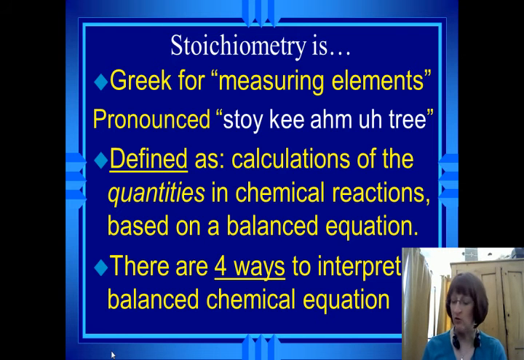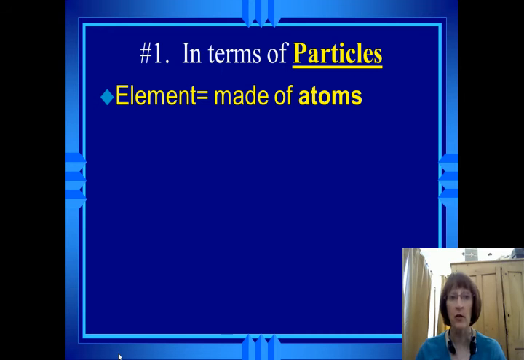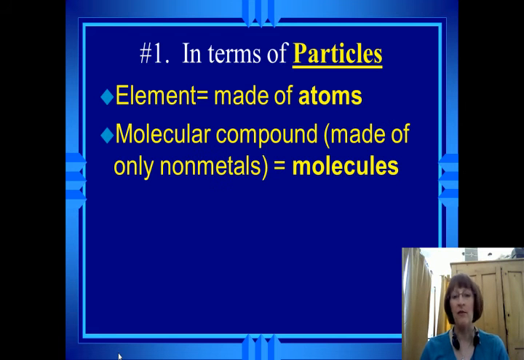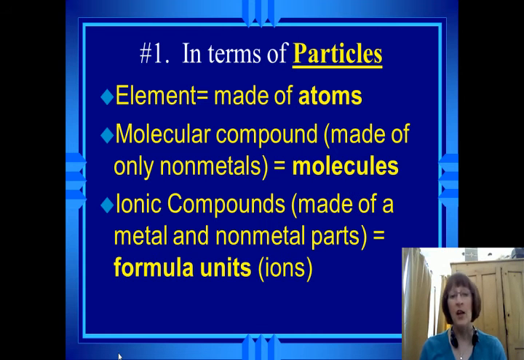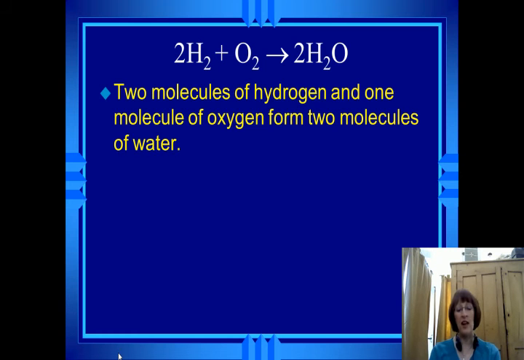4 ways. Are you looking at your notes here? 4 ways. You can think of it in terms of particles. An element's made of atoms, a molecular compound's made of molecules, and an ionic compound would be made of formula units. But you can think about it in terms of particles. So by particles, again, you can think how many pieces are there. So we can use Avogadro's number and think of it in terms of particles. So again, elements are made of atoms.